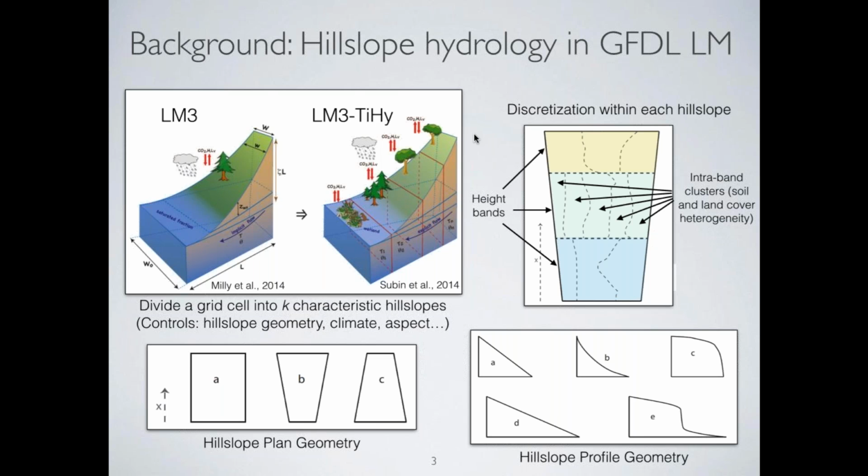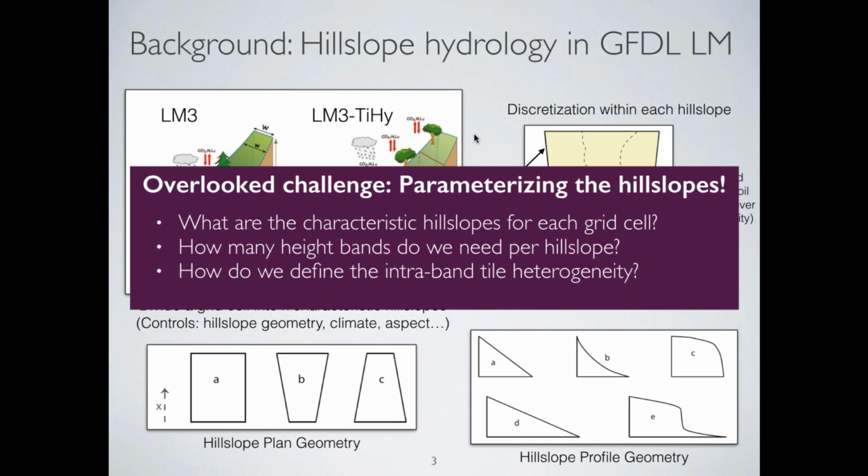But the focus of what I'm going to talk about today is not developing this model or how it works, but the question of how do you actually parameterize it? Because this is, in my opinion, an overlooked challenge: we have many models, but do we actually know how to take the information available to us from global data sets to parameterize them? So 3 questions I want to try to get at are: what are the characteristic hill slopes for each grid cell? How many height bands do we need for each of these hill slopes? And how do we define the intra-band heterogeneity?